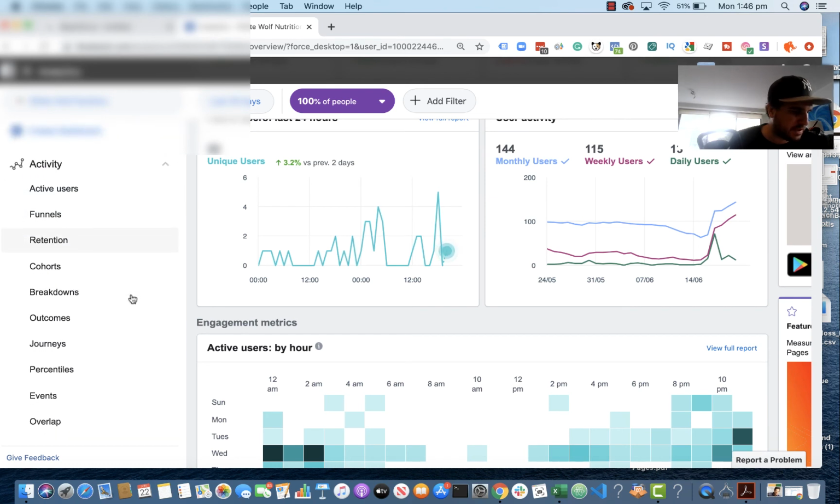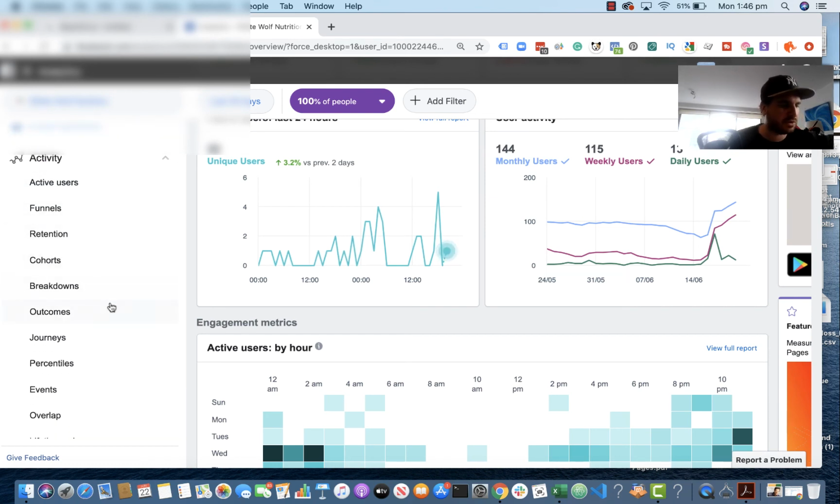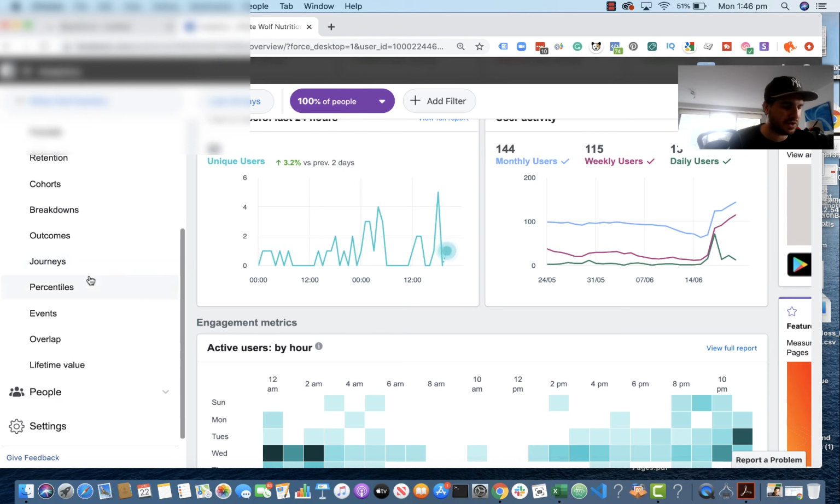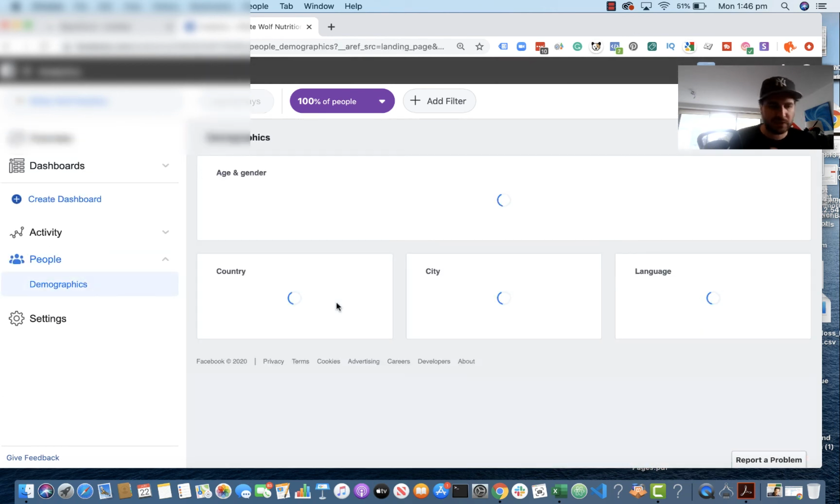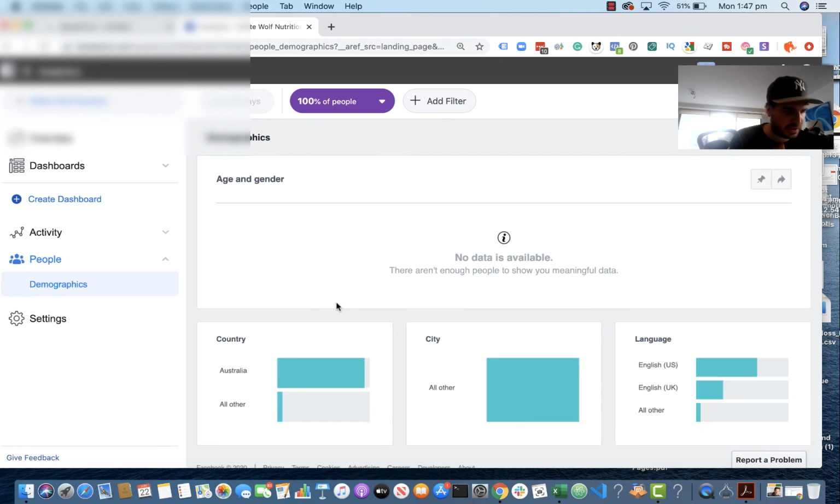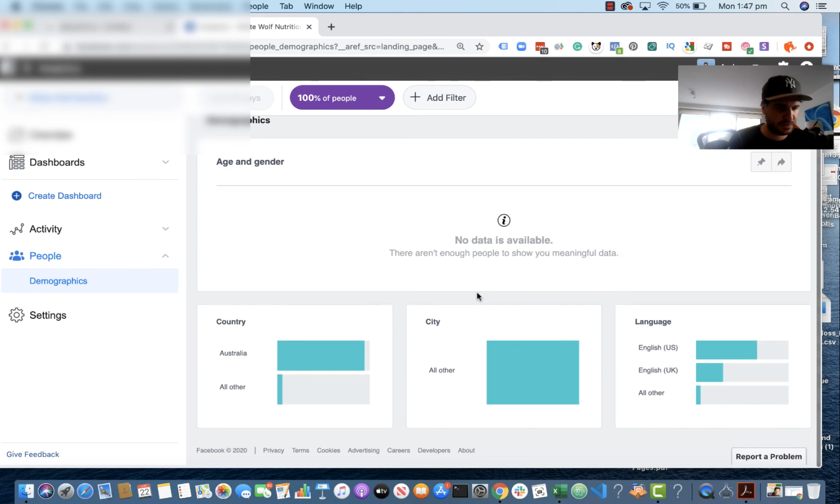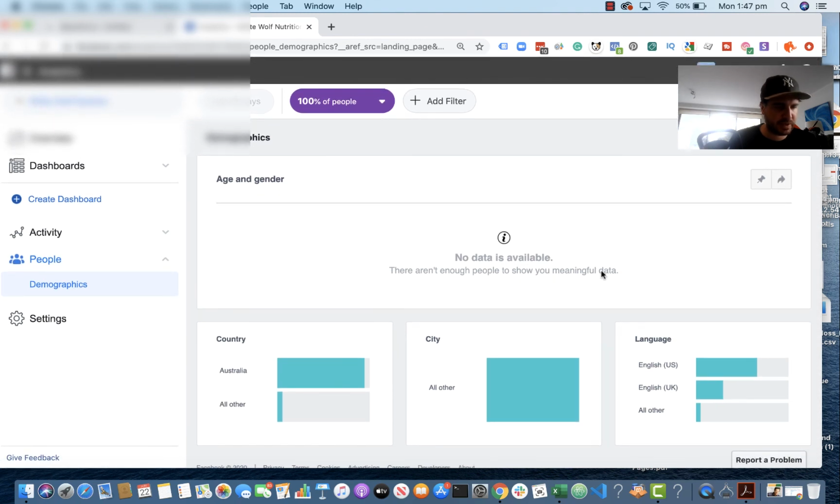Different types of activity. You can set up funnels, retention funnels, cohorts, a bunch of different things, even journeys. If we look at people, we can actually deep dive into the demographics as well and find out age and gender and things like that. So it's saying no data is available. It might need a bit of time. But if there was something in here, I could compare that to Google Analytics just to check and see if everything made sense. So this is another reason why I would use Facebook.